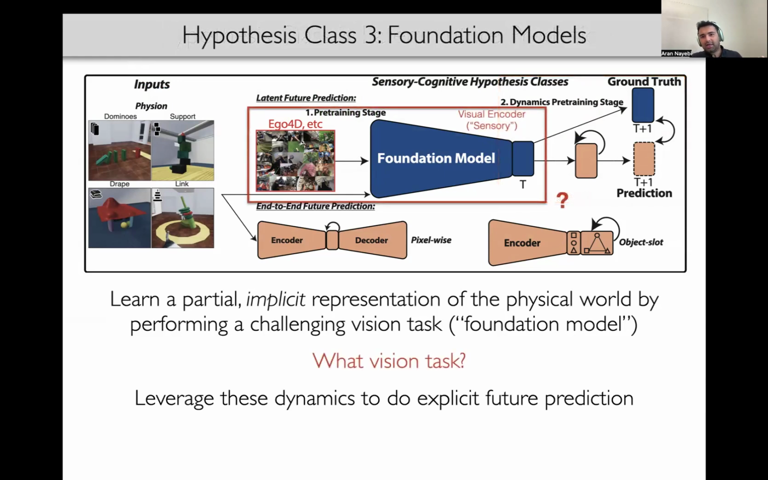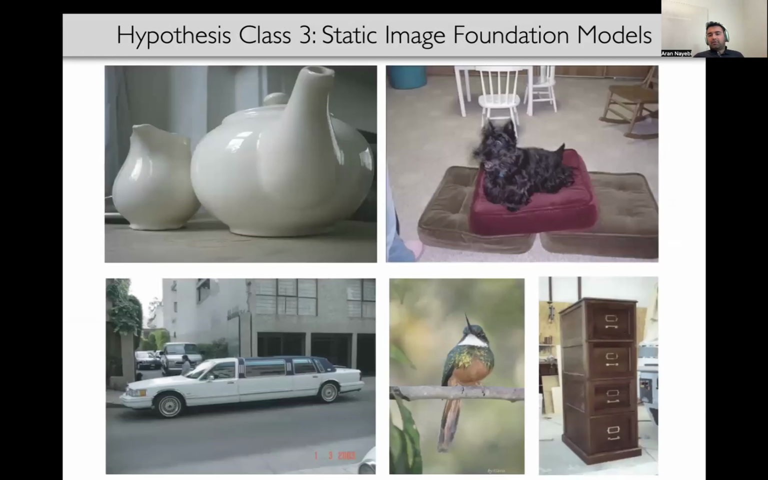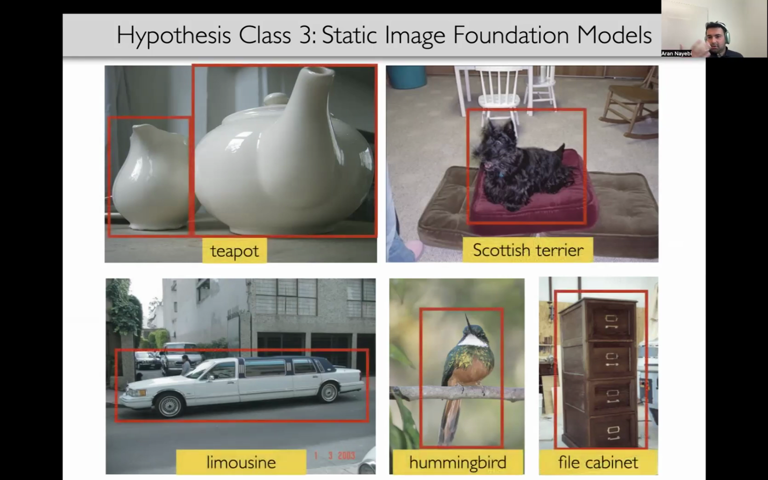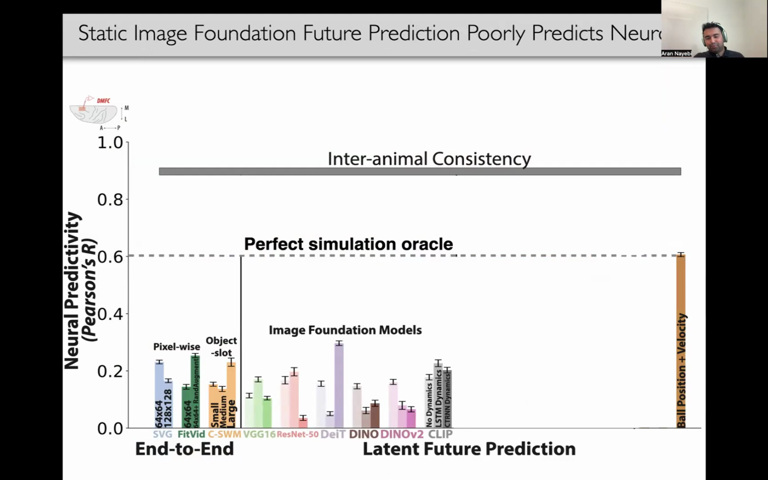So then the crux question becomes, what vision task should we pre-train on to learn this suitable latent representation? The first hypothesis class to try is static image categorization that I showed you in the first section. So just simply categorizing on ImageNet what these objects are. And what we found was that across a range of image foundation models, even those that are 400 times larger than ImageNet, none of these matched DMFC well either.